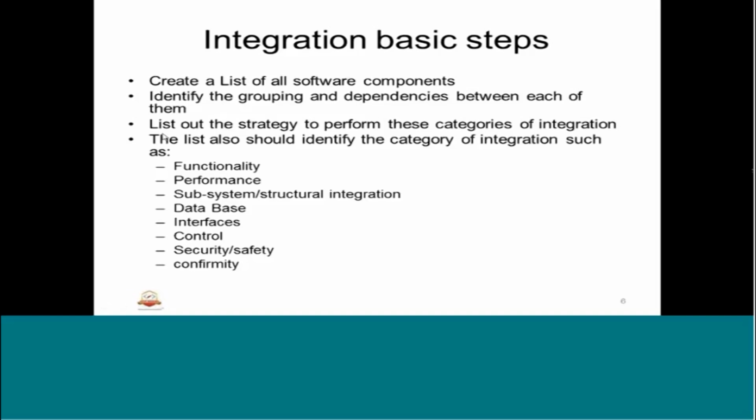Then the next thing, what we are going to do, list out the strategy to perform these categories of integration. That means we have identified the grouping and the dependencies. How we are going to test this grouping? How we are going to test these dependencies between each software component? That is what the strategy is. This strategy will bring out all the aspects of integration, like hardware, software, and system software, or the system integration, to perform these categories of integration.